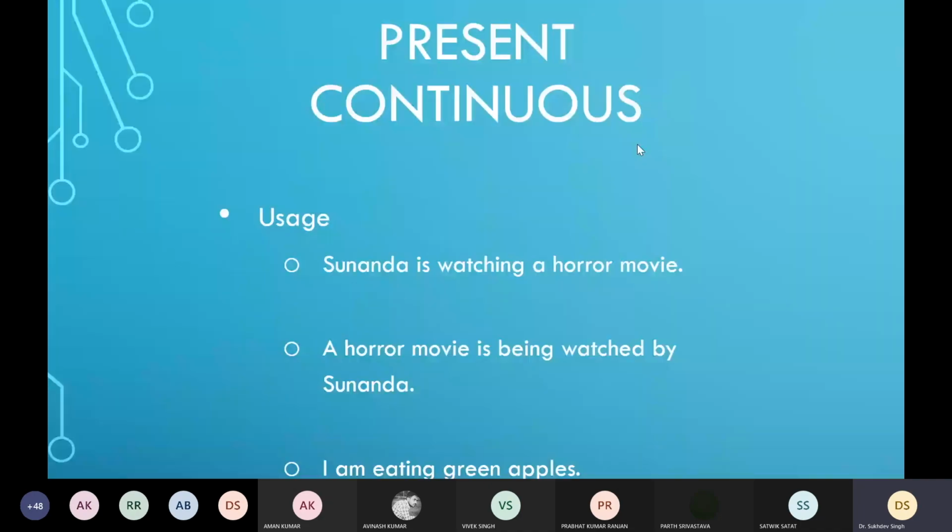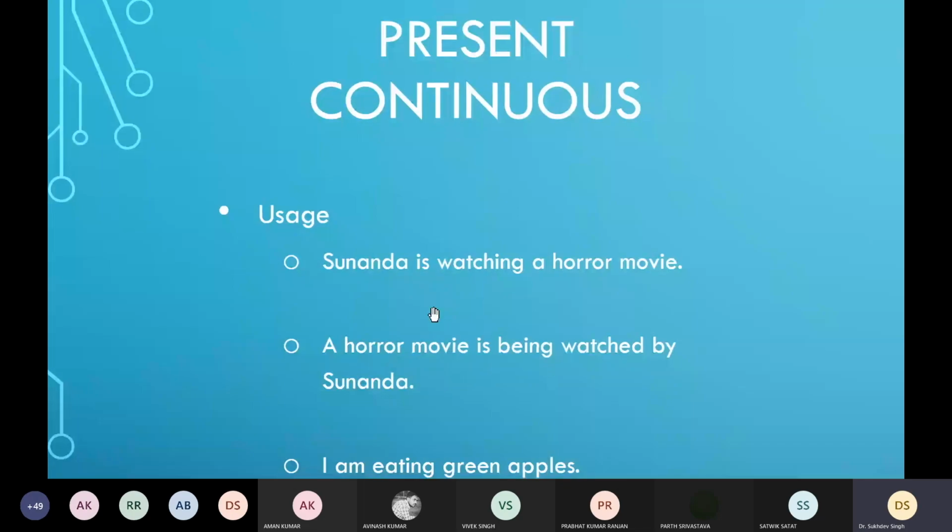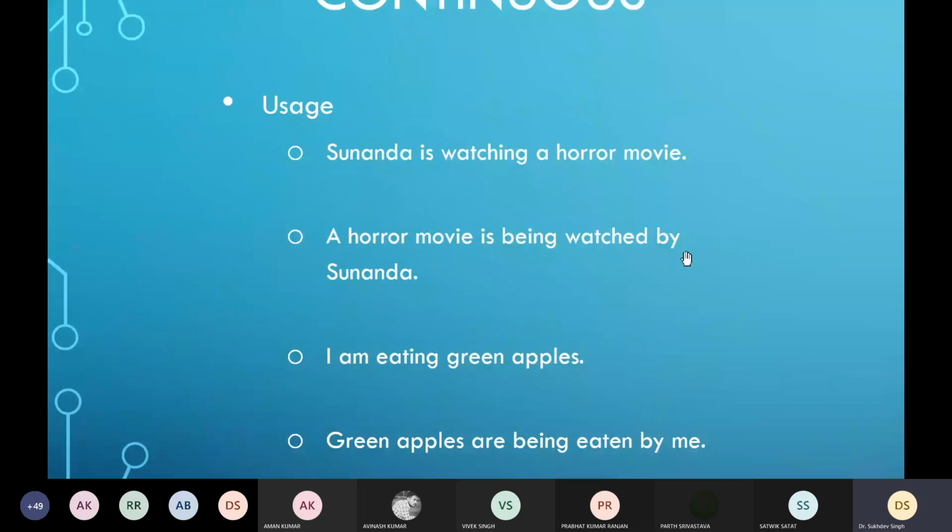Present continuous. So you remember the rule of present continuous tense. Now let us see what is the usage. Pay attention to the first sentence. Sunanda is watching a horror movie. So the subject is here and something is being done in relation to the object, a horror movie. So subject, object, and this is the verb with the helping verb is. And now pay attention to the second sentence. A horror movie is being watched by Sunanda.